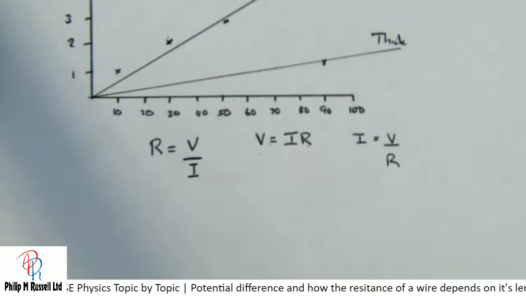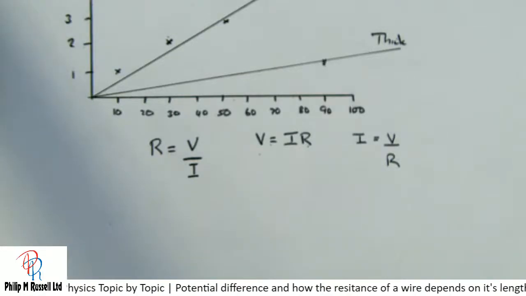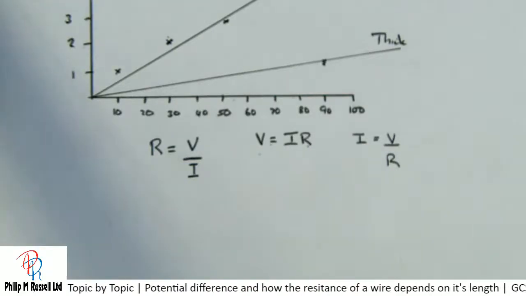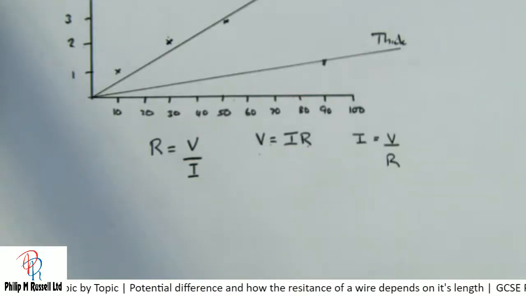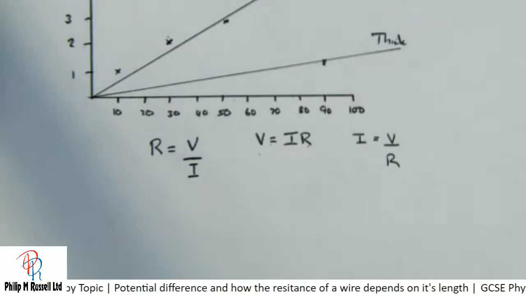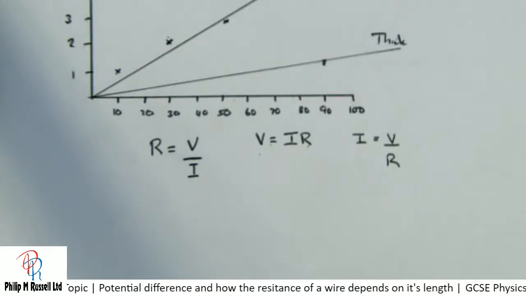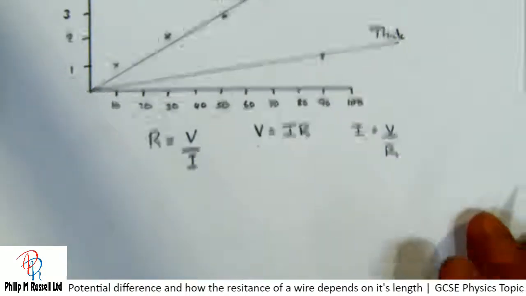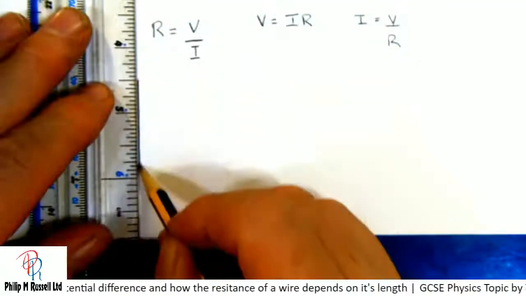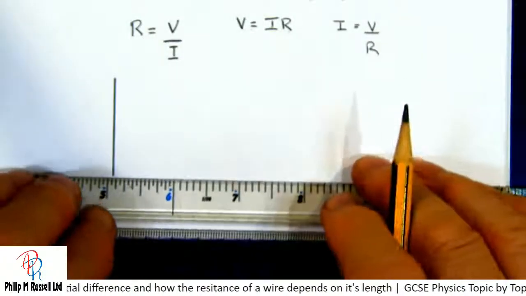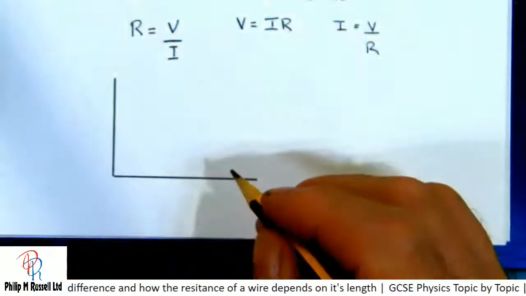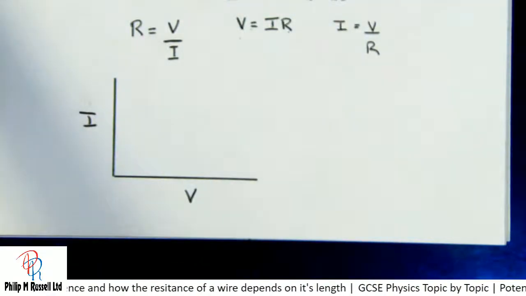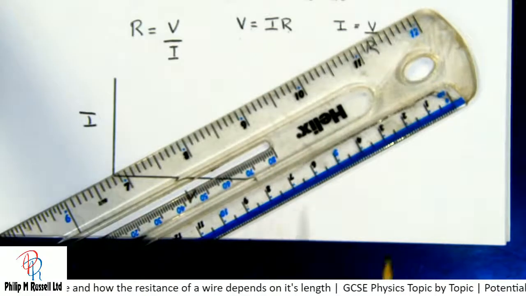Let's go back to our experiment and have a look at this a different way. And what we can do is we can plot a different type of graph. We can do a current versus a potential difference graph. So we measure current on one and volts on another. So what we're going to try and do is produce a graph which is going to have my current on this side and my voltage on that side, and we're going to try and see whether it's a straight line or not.